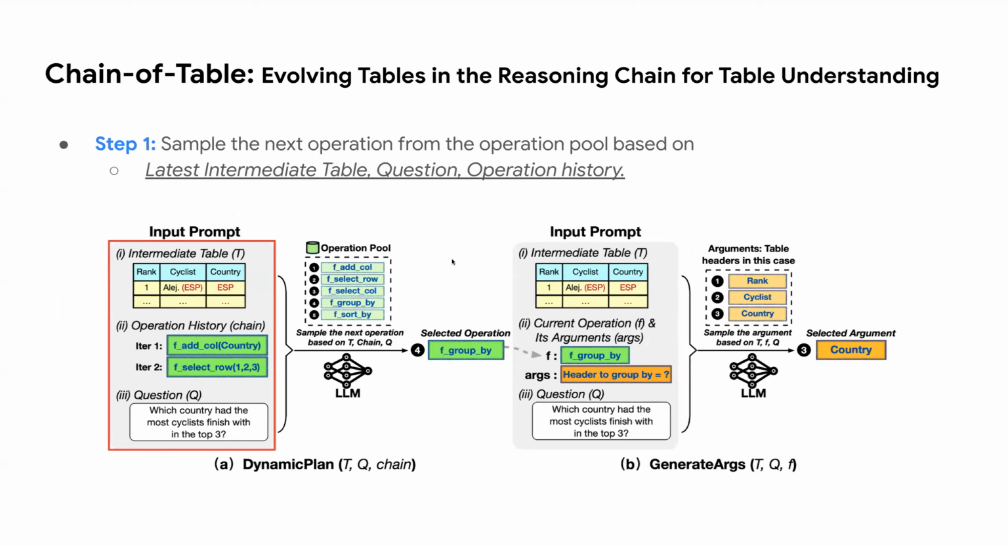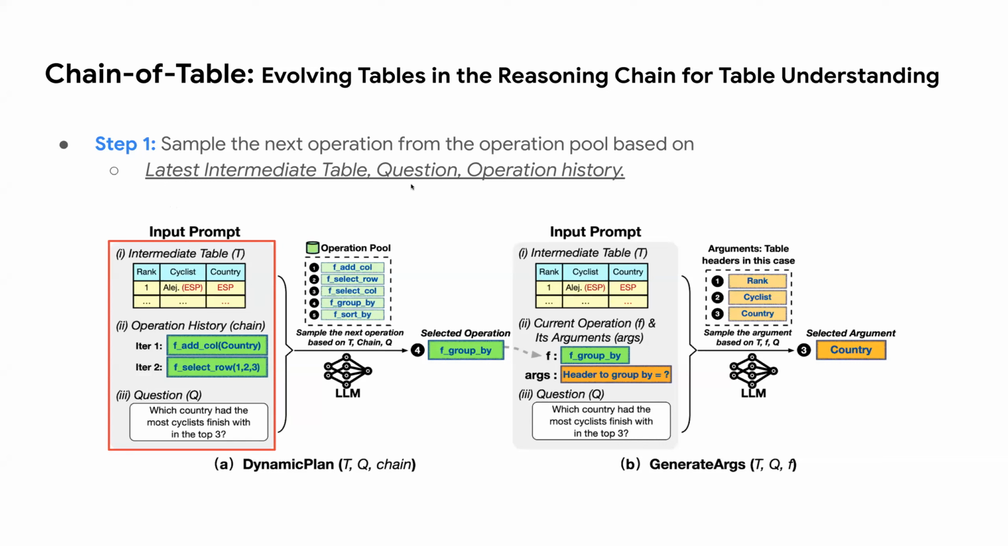In step 1, I just mentioned, we will sample the next operation from the operation pool. And here, when we design our prompt, we include 3 important elements. The first is the latest intermediate table. The latest means that this table was just transformed by the previous operation. As you can see from this case, this table has already been processed by the add column and select row operations. So the table here is the intermediate table. It's not the original table. It's already simplified and aggregated. This is the first part, the latest intermediate table.